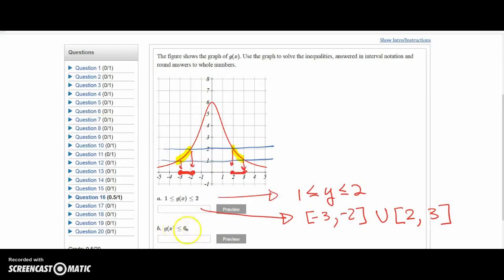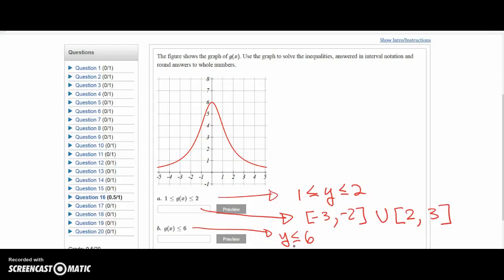For part B, I'm interested in g of x less than or equal to 6. So I don't need to look at what two y values it's trapped in between. I just need to find out when the y's are less than or equal to 6. So this statement is basically saying g of x, which is y, is less than or equal to 6. So I'm supposed to find out for which x values the y values remain less than or equal to 6.